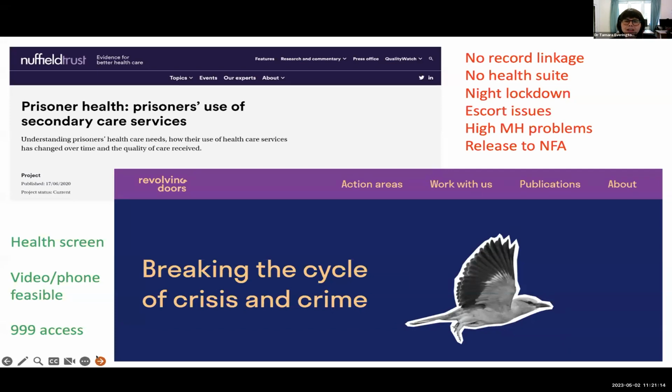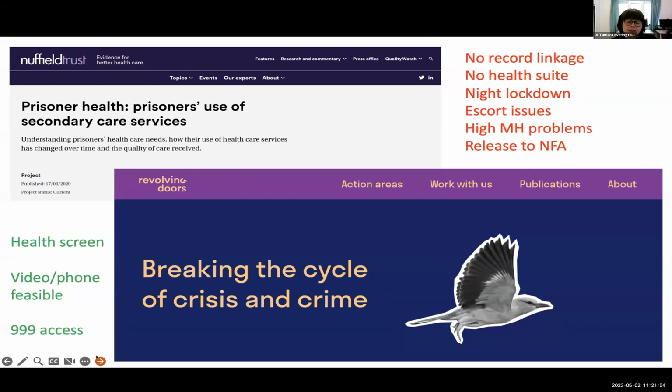And the other issue is that a significant proportion of people, when they leave prison, are released to no fixed abode. And so they may or may not take with them a plan, but we have no ability, like we do from hospitals, to send a discharge summary to somebody that could actually support them in their ongoing care. On the positive side, when they do go into prison, they do get a health screen. And if we are able to enable video or phone consultations, then they're happy to do that. And of course, they do have the 999 access. So it's a real problem, this prison population.